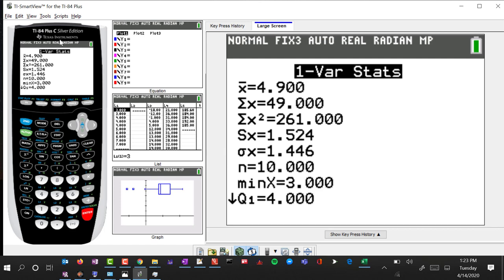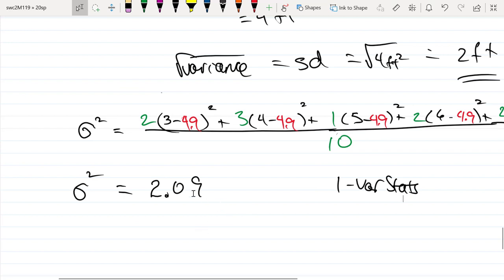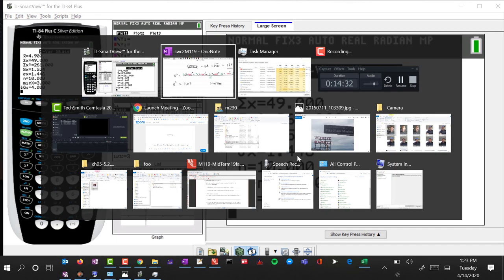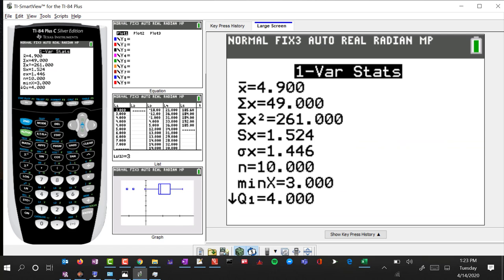1.446 is what we're reporting here. So if I take that information and go back, if I take the square root of this, the 2.09, it should give me the 1.446, or if I take my 1.446 and square it, I should get that value. So let's take a quick look.